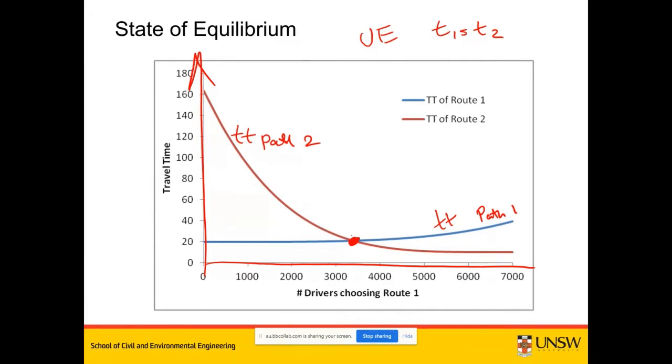So in this case, this 3,000 something would be my x1, and x2 would be simply 7,000 minus x1. And you can graphically try to get a sense of where that equilibrium point is and what x1 and x2 would be in this example. So that's the equilibrium point.